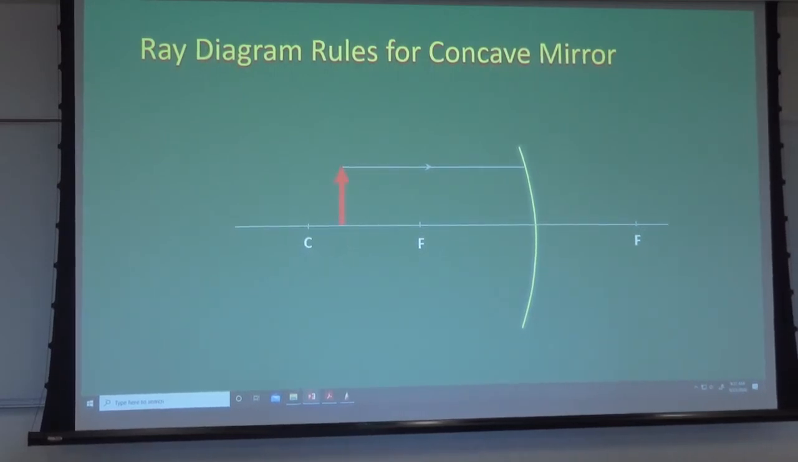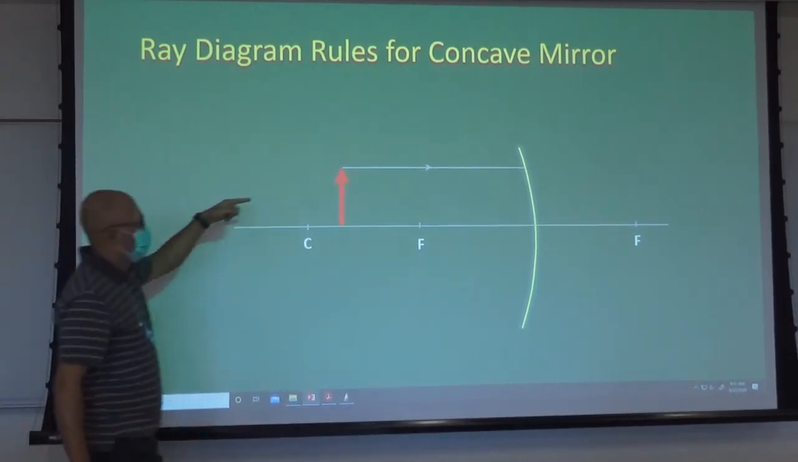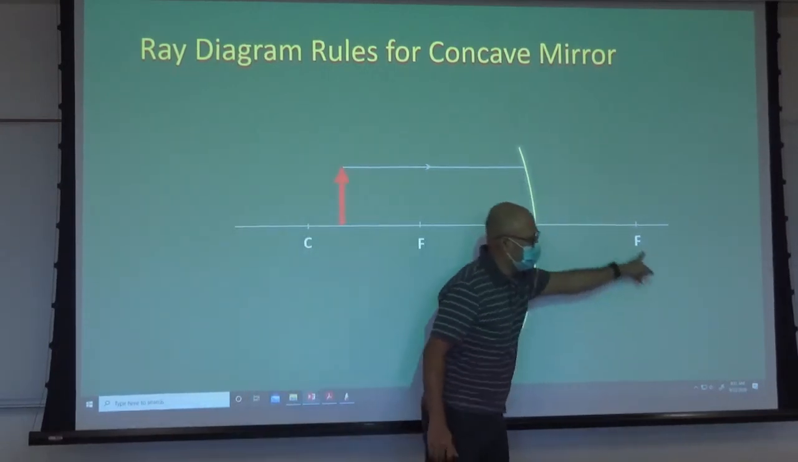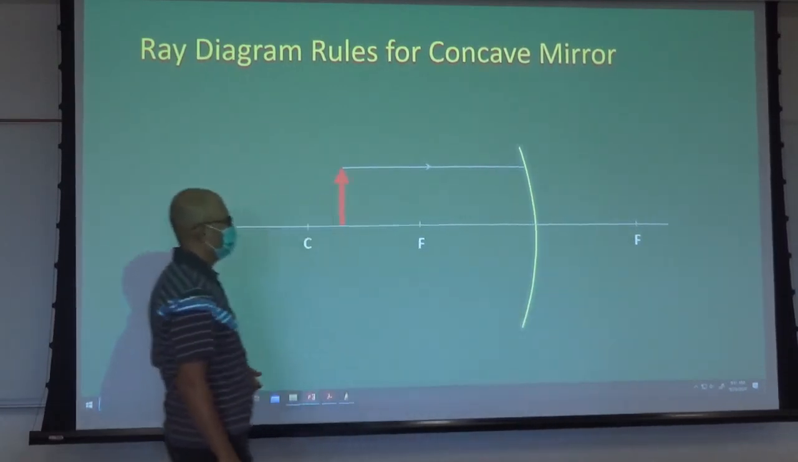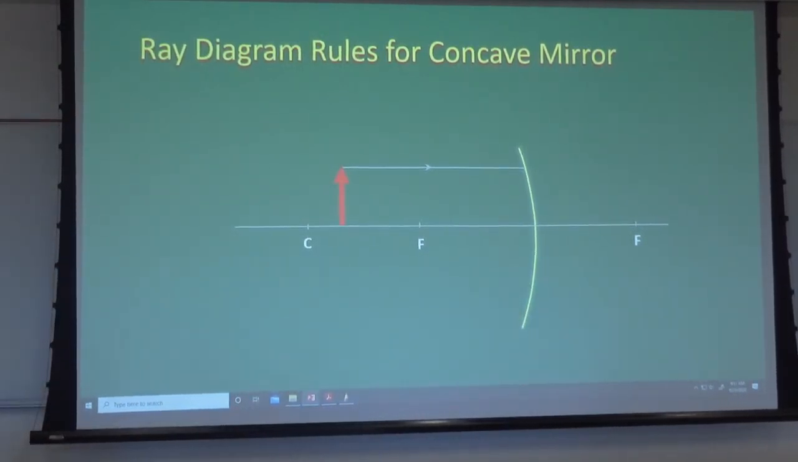So be careful. In the lens last time, the ray passed through the lens. It was bent by the lens. But in this case, the ray would be reflected, not refracted, because the function of the mirror is to reflect, not refract. So it will be reflected back in the same medium, and the ray would be passing through the focal point. So any ray that is parallel to the principal axis will be reflected through the focal point. That's the first rule.